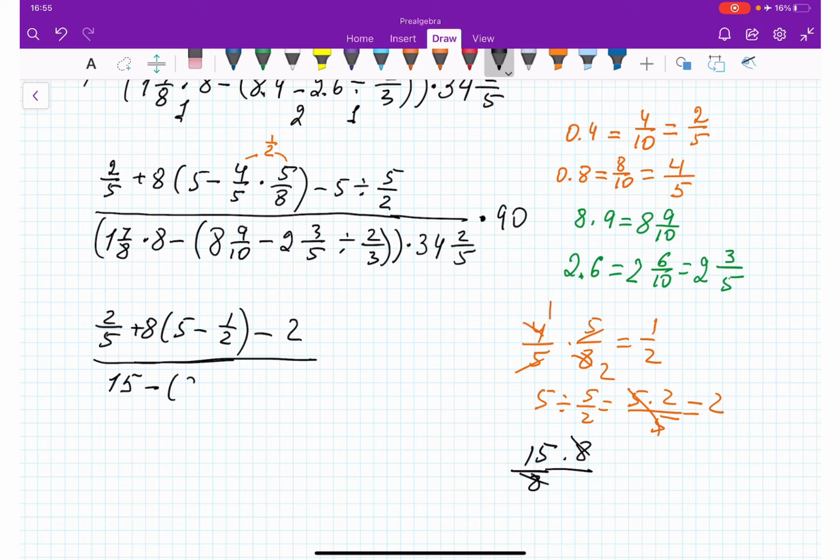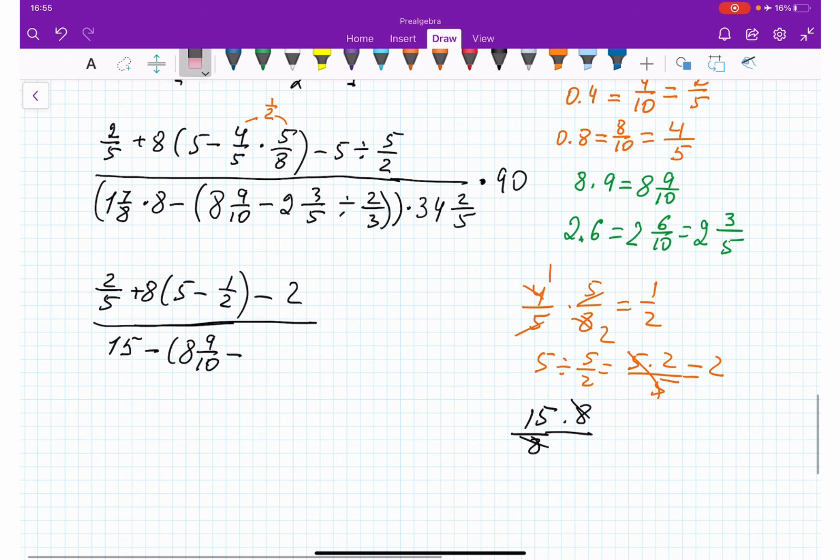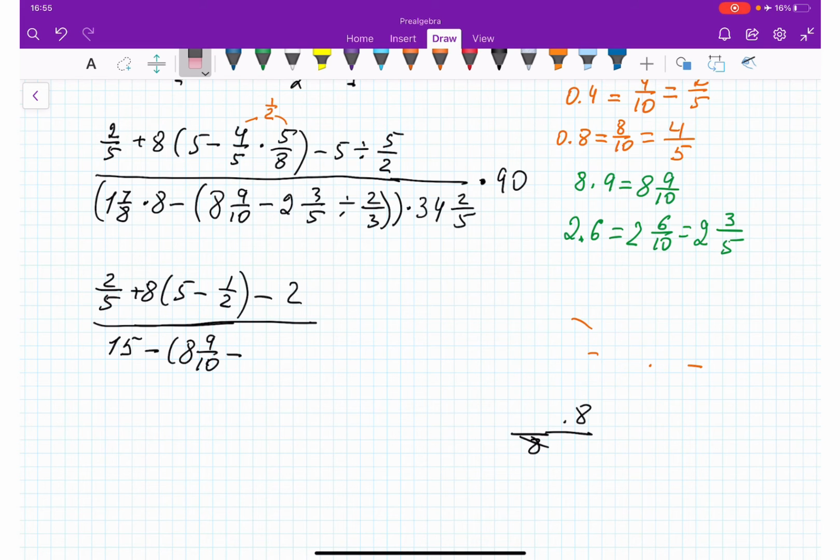minus, so 8 and 9/10 minus. Now let's divide these two. To divide, 2 and 3/5 is going to be 13 over 5: 5 times 2 is 10, plus 3 is 13, 13 over 5, divided by 2/3, which is multiplied by 3 over 2, right? And we can't do anything here, so we are getting 39 over 10. That's pretty much it.